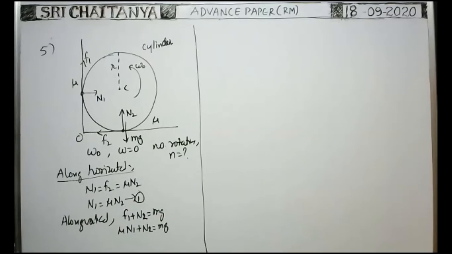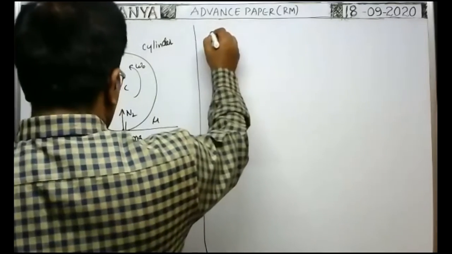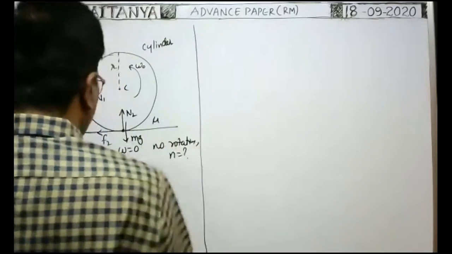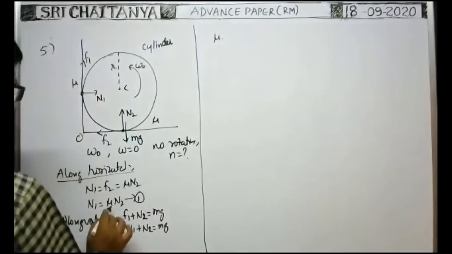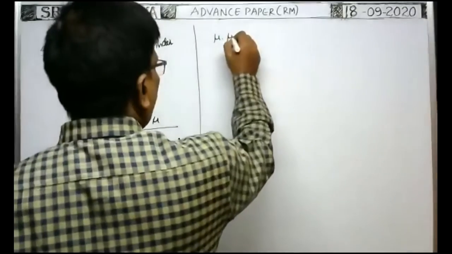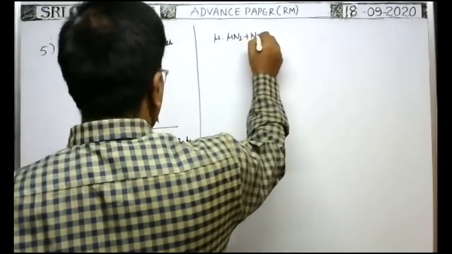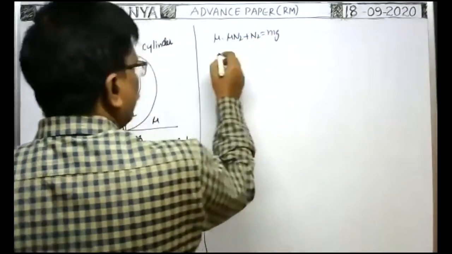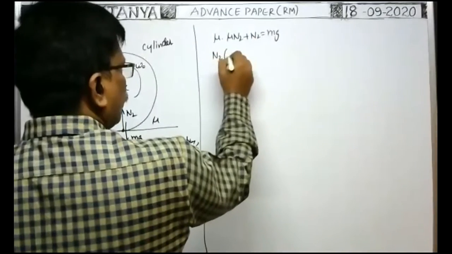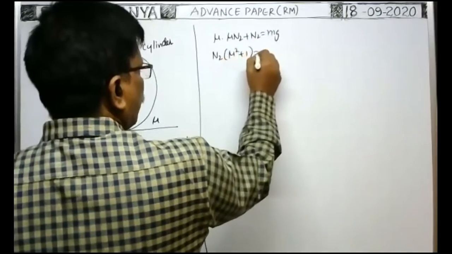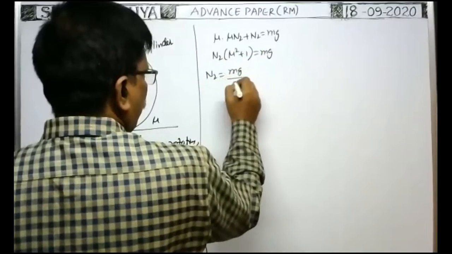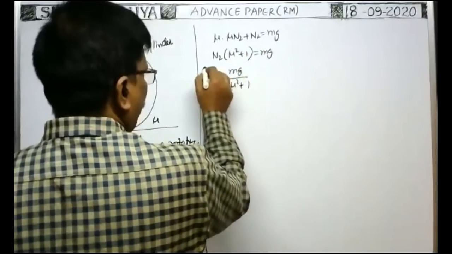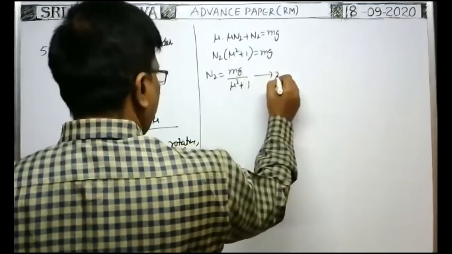Okay, therefore mu into N1 is equal to mu into mu N2, we can write. So mu square N2 plus N2 is equal to weight mg. Therefore, taking N2 common, N2 into (mu square plus 1) is equal to mg, or N2 is equal to mg by (mu square plus 1). They may ask this question also. This is equation 2.